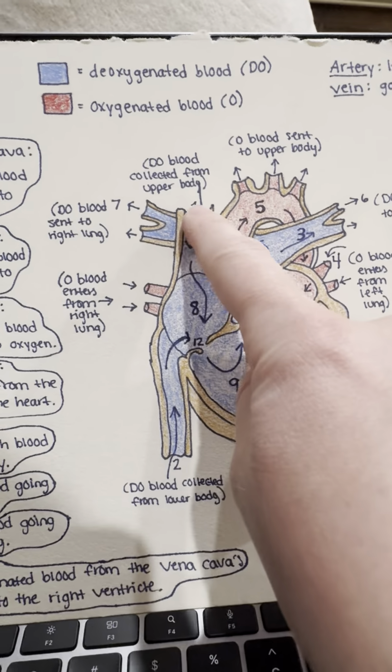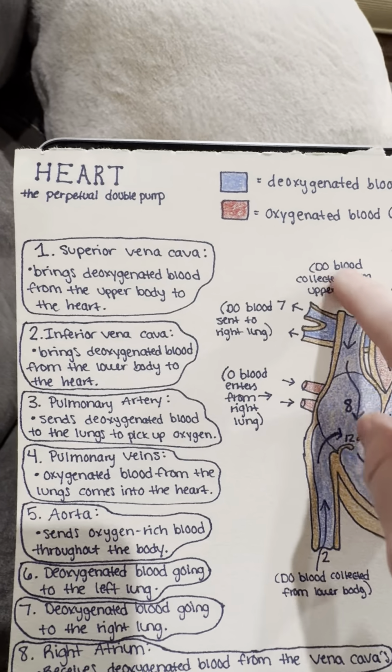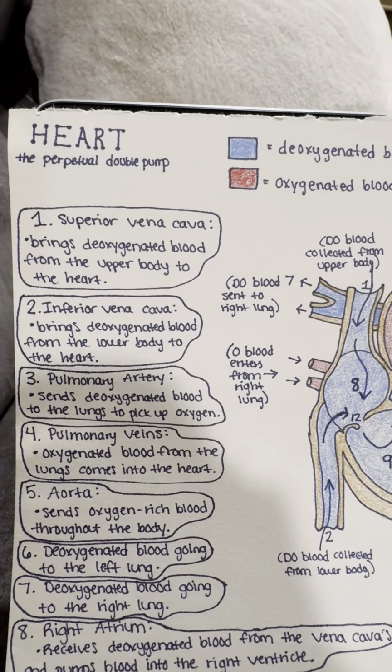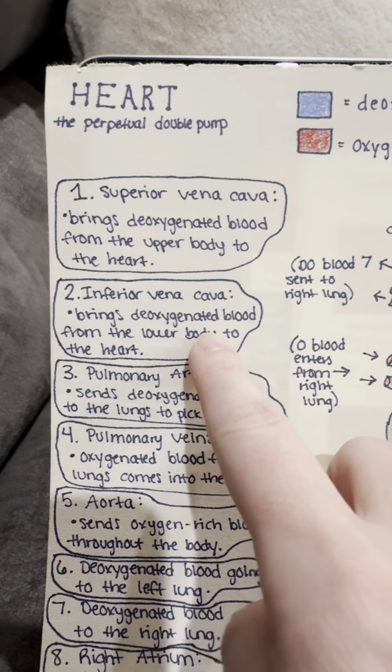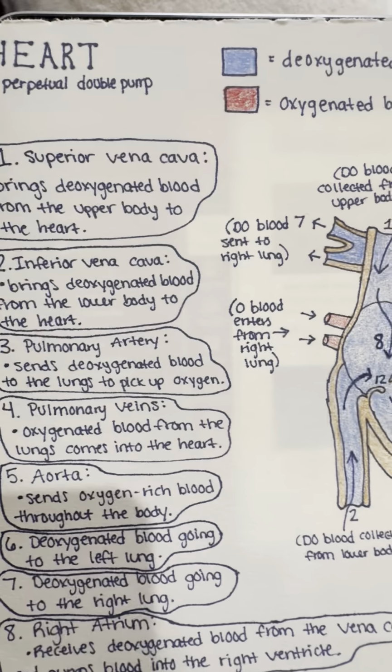So let's start with number one. Number one, we went through the superior vena cava. It brings the deoxygenated blood from the upper body into the heart. The inferior vena cava, have it right here, brings deoxygenated blood from the lower body to the heart.